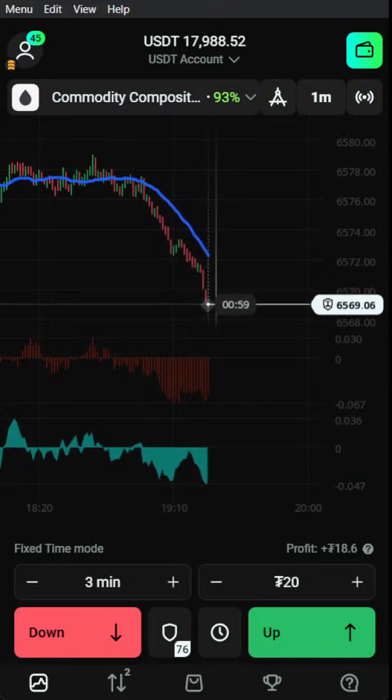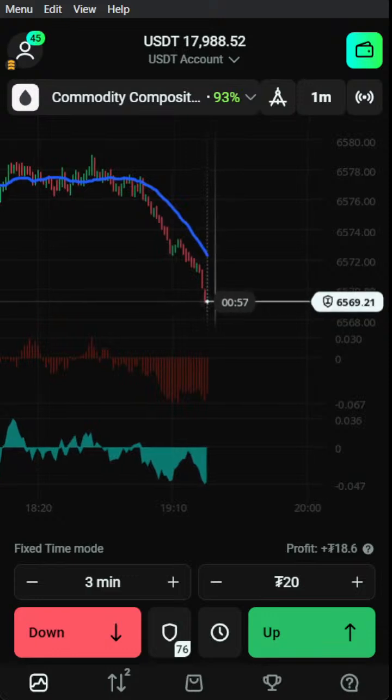As I mentioned, the overall profit today was around $42, exactly $42, which is a good profit.